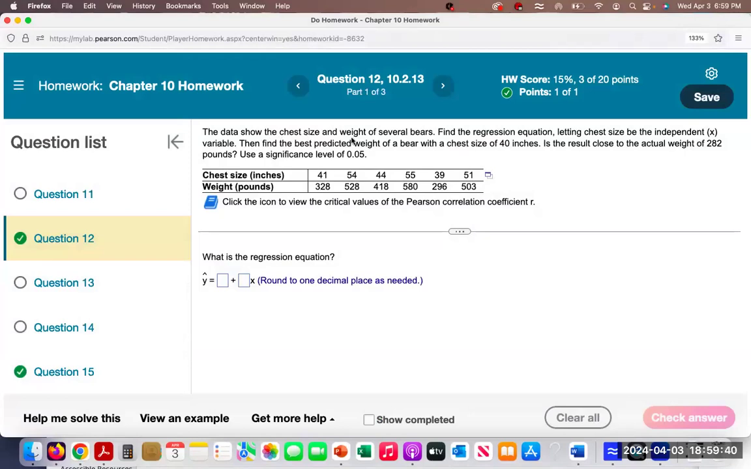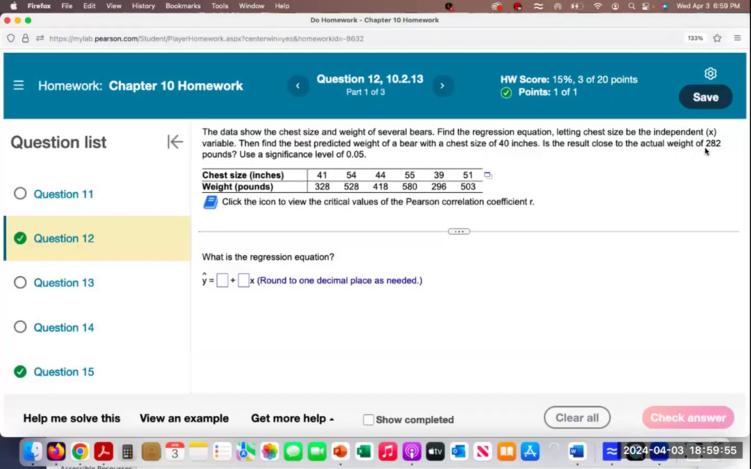Data show the chest size and weight of several bears. Find the regression equation, letting chest size be the independent X variable. Then find the best predicted weight of a bear with a chest size of 40 inches. Is the result close to the actual weight of 282 pounds? Use a 0.05 significance level.